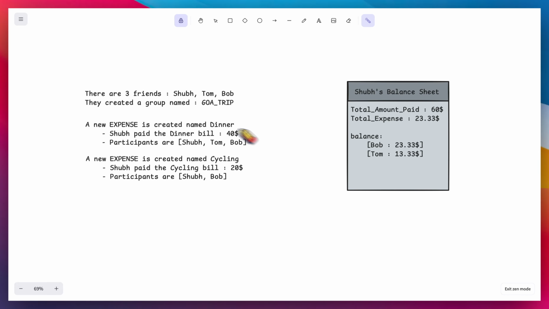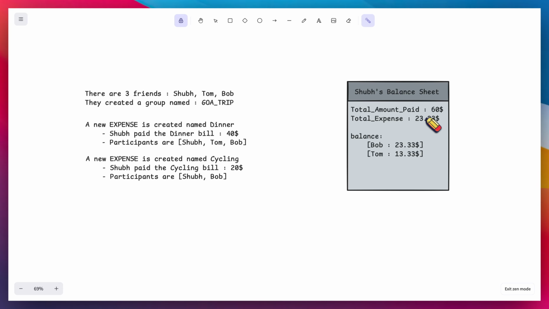So I've taken this example wherein there is a group called Goa trip and these are the members in that group. And till now in this group, there are two expenses which are created. The first one is dinner, wherein I paid the bill of $40 and the participants were this. The second one is cycling, and again I was the one who paid for cycling and the amount was $20 and the total participants were this. Okay. So my balance sheet in this group would look something like this.